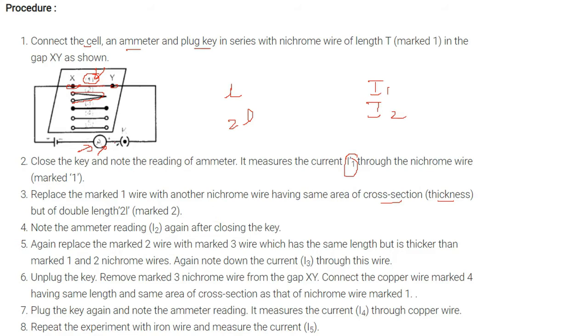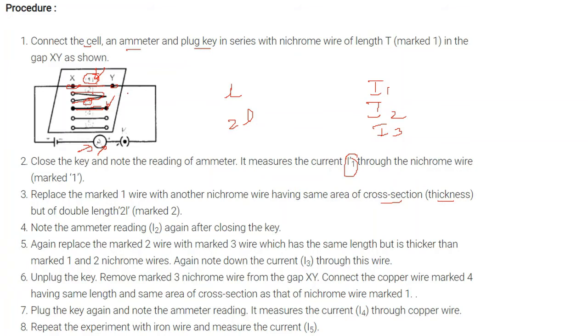Now we replace the marked 2 wire with the third wire, which is this one, which has the same length but is thicker than the marked 1 and 2 nichrome wires. This one and this one had the same thickness. This one has a higher thickness than the previous one. Again we note I3 through this wire. Now we unplug the key and remove mark 3, this nichrome wire, from the gap XY.